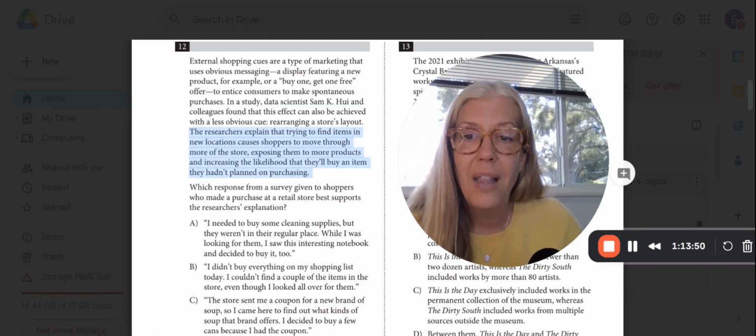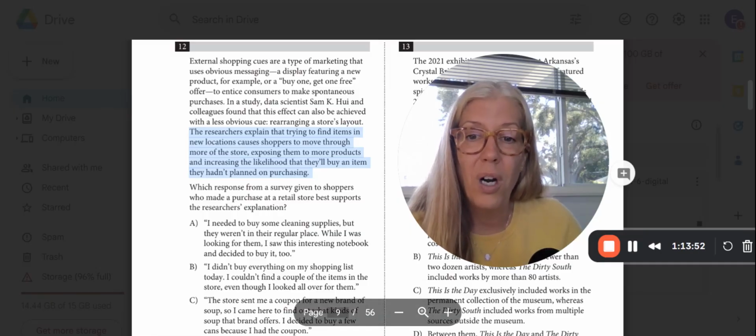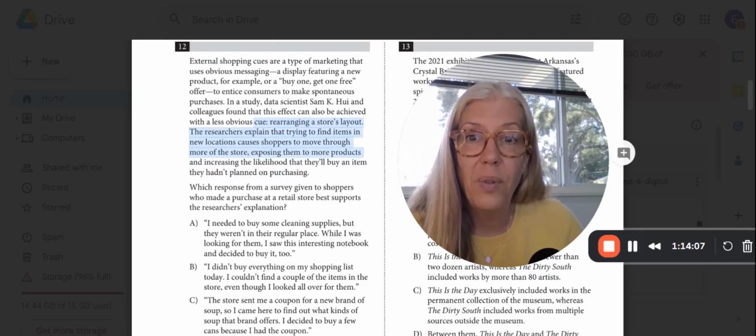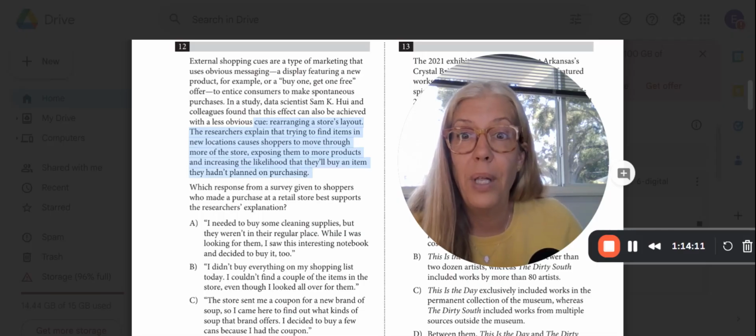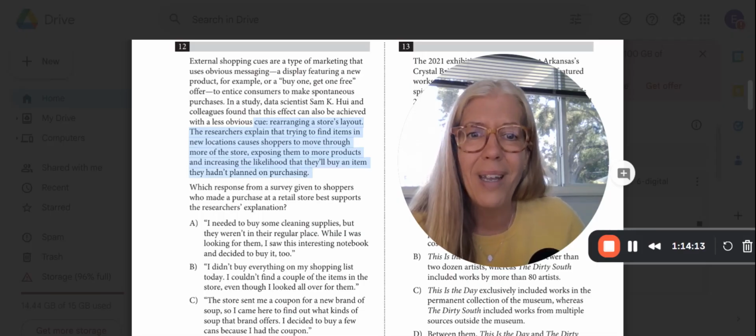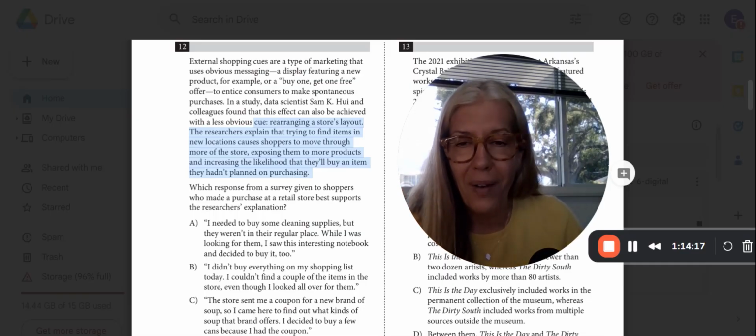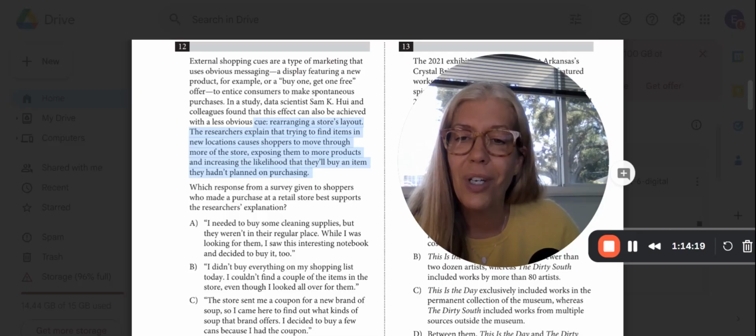And essentially, that's all we're doing: we're looking for the one that says, I was going to a store to find something where it usually is, because they were rearranging a store's layout. I went to a store to find something that I usually found, and on the way, I found something that I hadn't planned on purchasing. Simple, right? Once you understand that the question is telling you exactly what you have to look for, it becomes very simple.